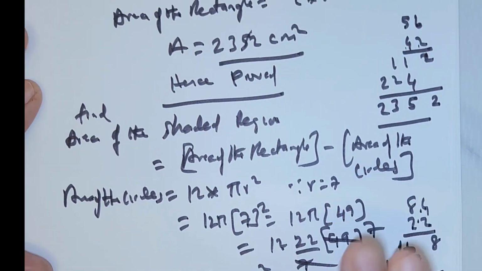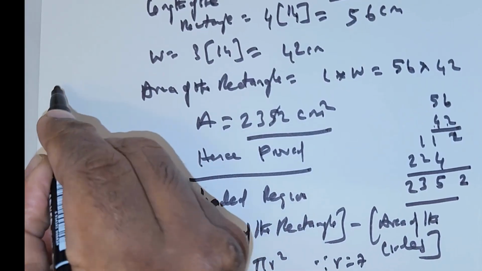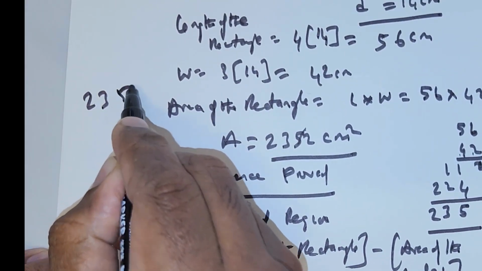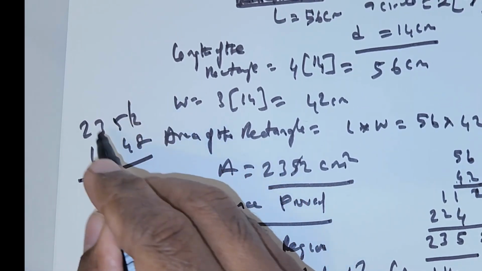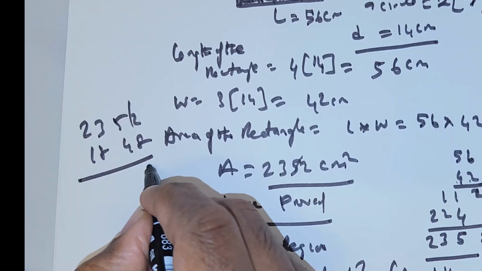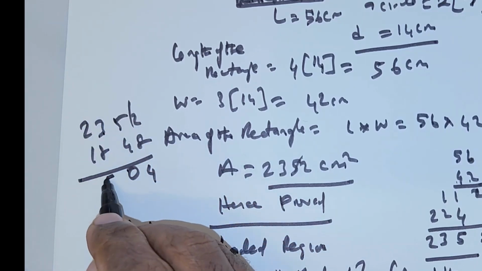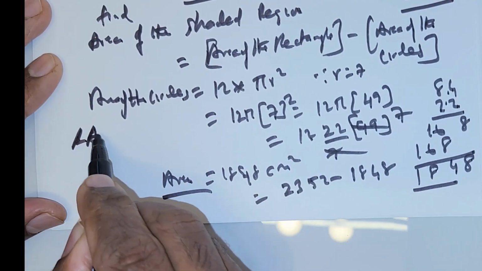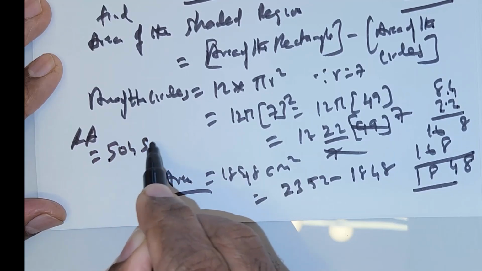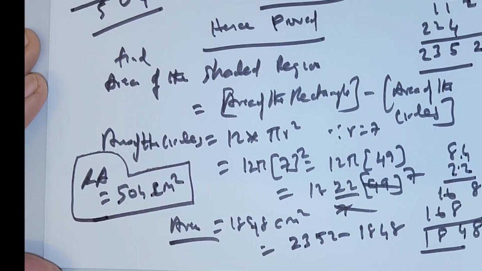Okay, so therefore the required area is nothing but 2352 minus 1848. So let me subtract that. 2352 minus 1848. What do I get? 10. You borrow 1, you get 12. From 12 you take away 8, you get 4. This will be 0. This is 13, so you get 5. So the required area is 504 cm squared. Okay, that's the answer to this question.